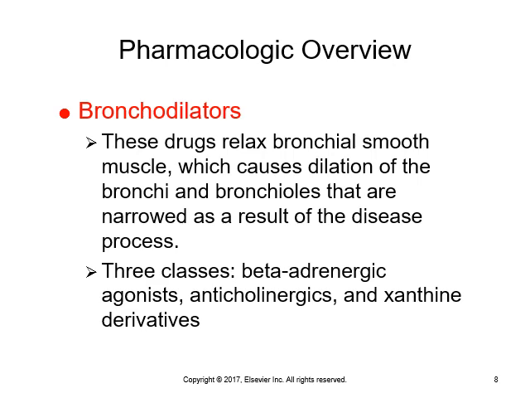Our pharmacologic overview. So we have bronchodilators. These drugs relax bronchial smooth muscle, which causes dilation of the bronchi and the bronchioles that are narrowed as a result of the disease process. You have 3 classes: a beta-adrenergic agonist, an anticholinergic, and a xanthine derivative.